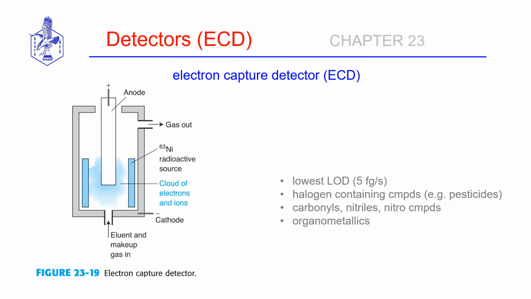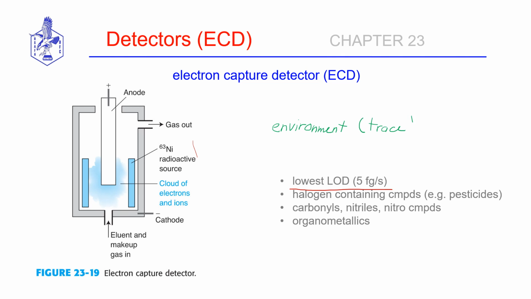Another useful detector for a gas chromatograph is an electron capture detector. This one, an ECD, is going to deliver unto us the lowest limit of detection at 5 femtograms per second. So that is an incredibly low detection limit, and it's super useful for environmental samples in which your components of interest are present at very trace quantities. It is not a general response detector.